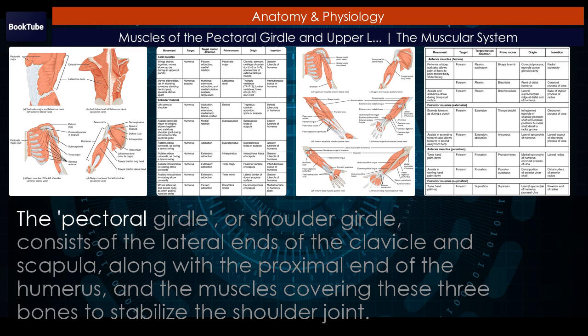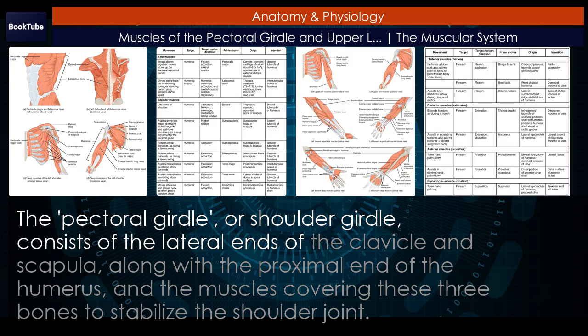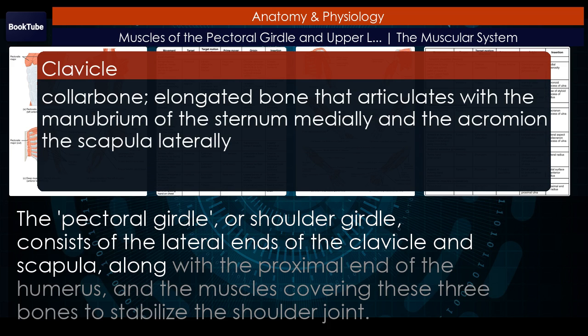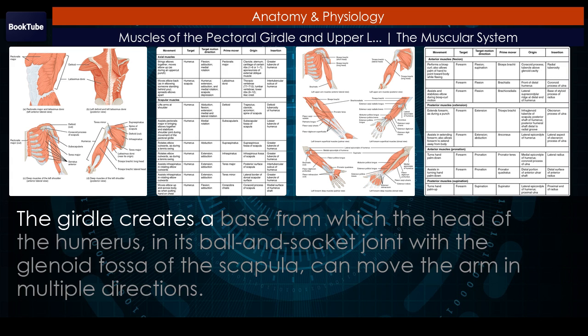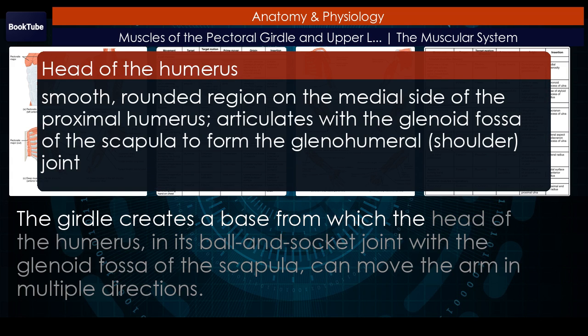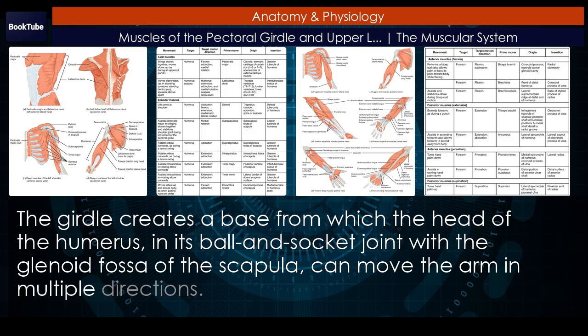The pectoral girdle, or shoulder girdle, consists of the lateral ends of the clavicle and scapula, along with the proximal end of the humerus, and the muscles covering these 3 bones to stabilize the shoulder joint. The girdle creates a base from which the head of the humerus, in its ball and socket joint with the glenoid fossa of the scapula, can move the arm in multiple directions.